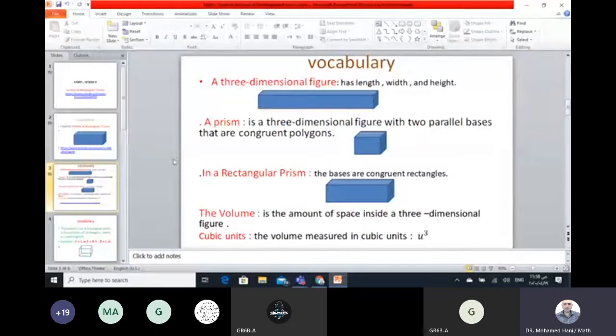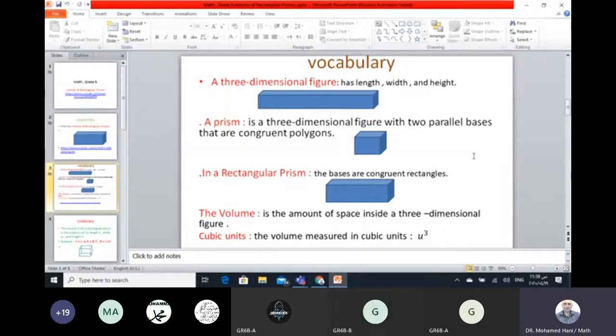Now vocabulary. We have new words. We want to learn these words. The first one, what's the meaning of a three-dimensional figure? Three-dimensional figure means has length and width and height. Three sides: length, width and height. As you see here, this is a three-dimensional figure. Here this is the length and this is the height, and here the width.